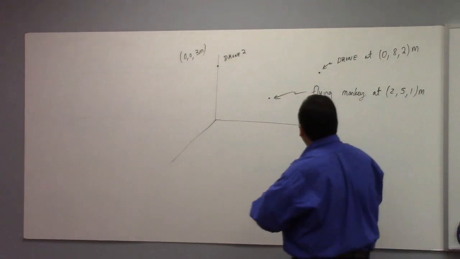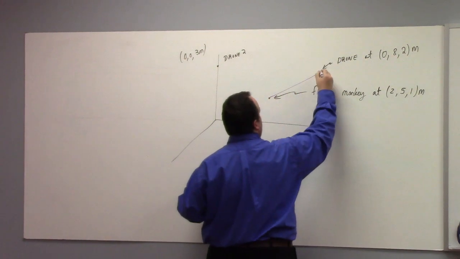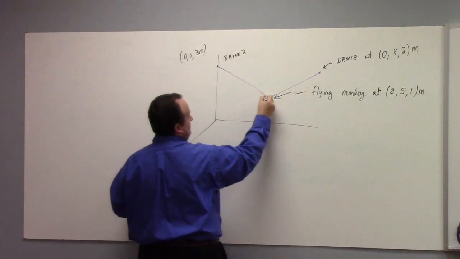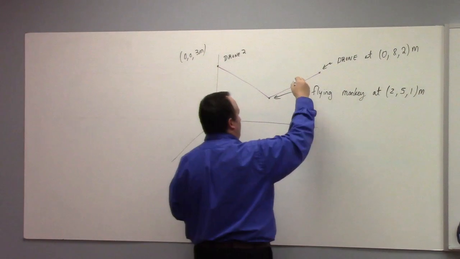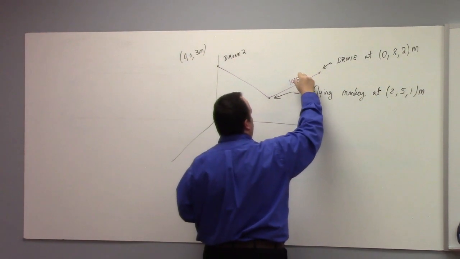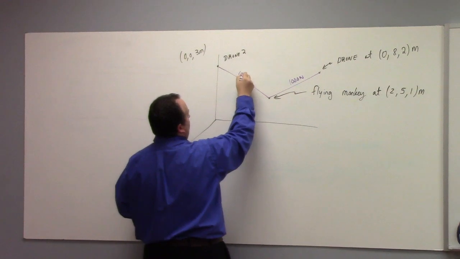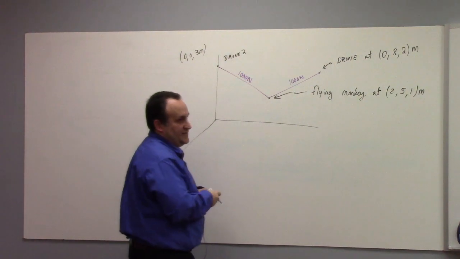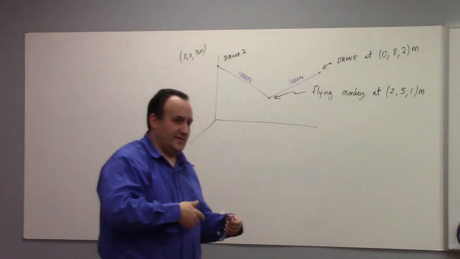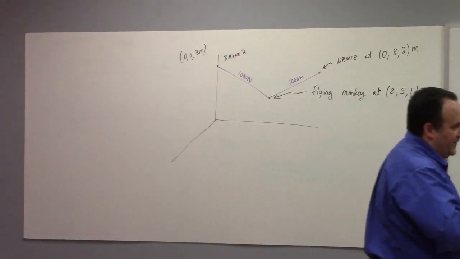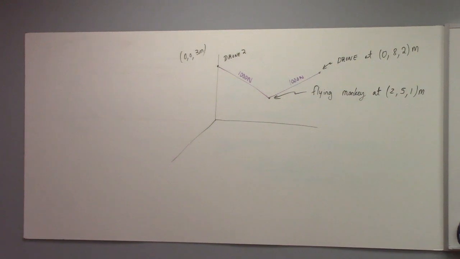So let me draw a picture. Here's the line. Here's the other line, right? And let's suppose that they can put 1,000 newtons of force. These are strong drones, all right? We live in a society that has, you know, a problem with evil flying monkeys for a period of time. The technology is advanced. You can imagine it.